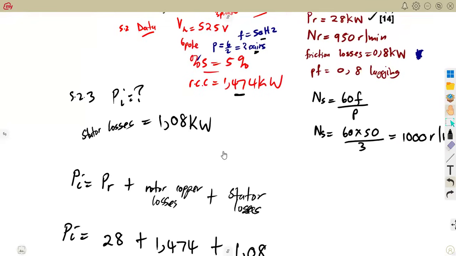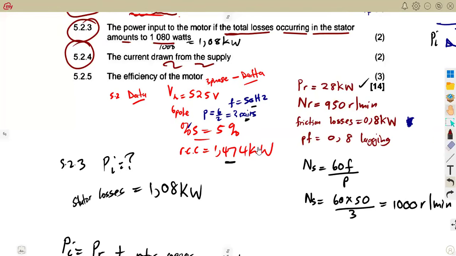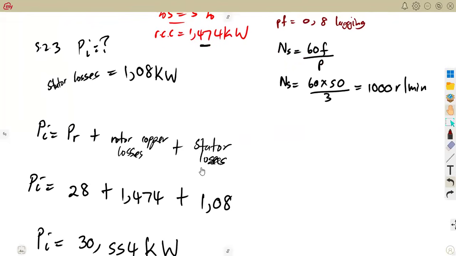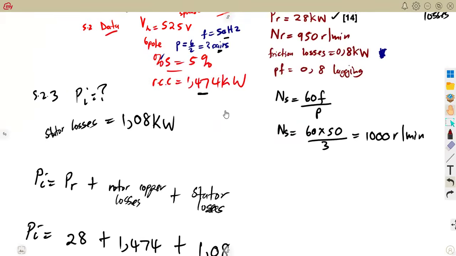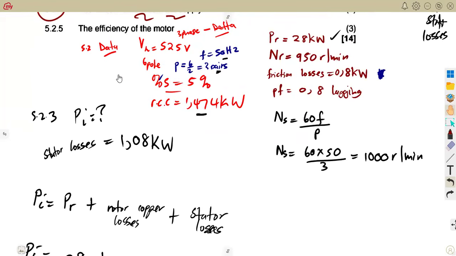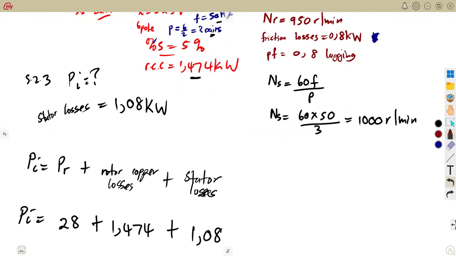All right, with this information, they want you to calculate the current drawn from the supply. The input power is there, so we can consider that. Remember, we have our input, and this is a three-phase. We've got the line voltage, so you can calculate the current drawn from the supply, which is the line current.